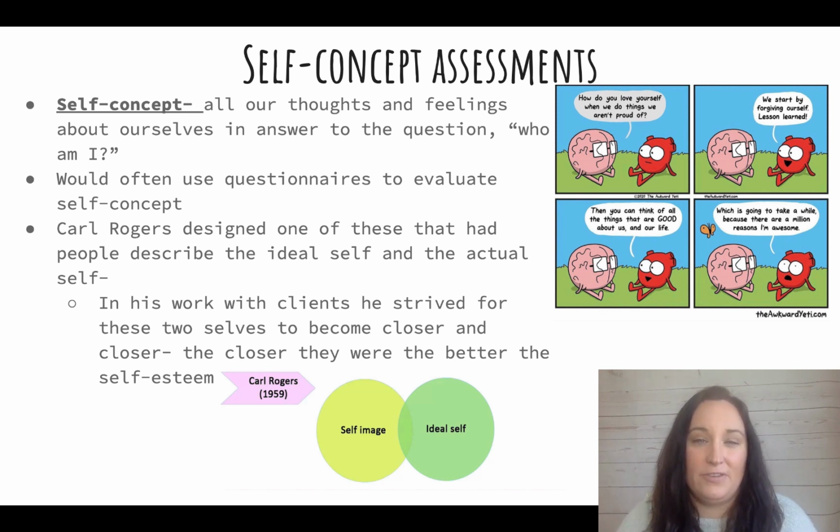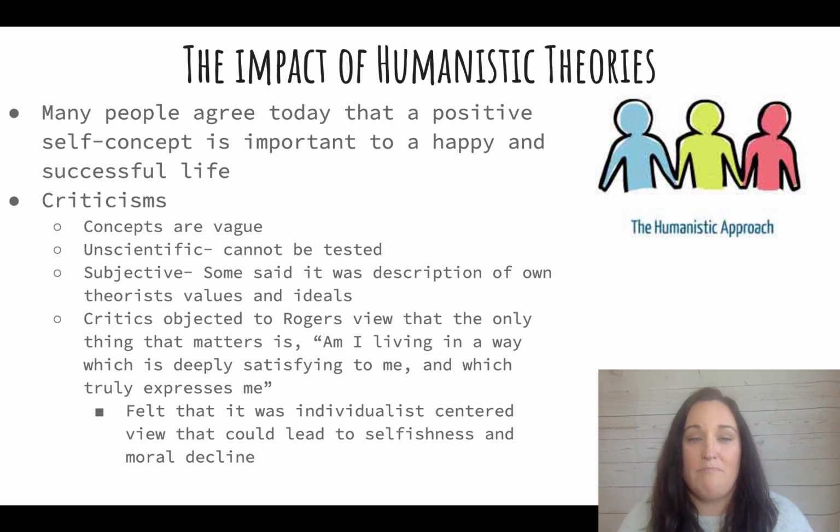Now, they would often use questionnaires to evaluate this, and Carl Rogers even designed one where he had them describe their ideal self and their actual self-image. And he believed that the further apart these were, the lower the self-esteem, and the closer they are to meeting each other, and that's the goal of his therapy, is to get your ideal self and yourself to come together. And that would allow for higher self-esteem. Many people agree today that a positive self-concept is important to a happy, successful life.